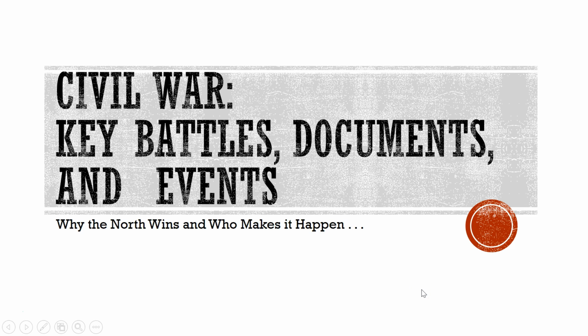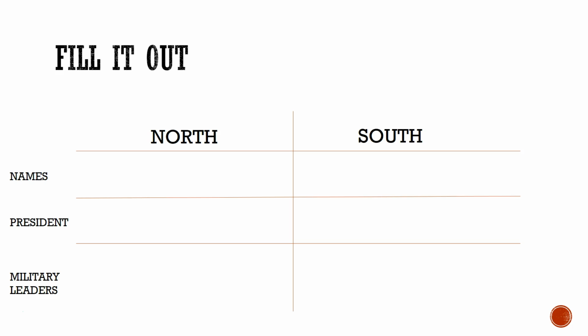So, the Civil War. Today we're talking about the Civil War, the key battles, documents, and events that happened throughout the Civil War. As we start that, I kind of want to see if you guys can fill this out on your own. There are two different sides in the Civil War, the North and the South. I want you to tell me what they're called, who are the presidents of each side, and who is the military leader from each side. Give you a couple seconds to figure it out.